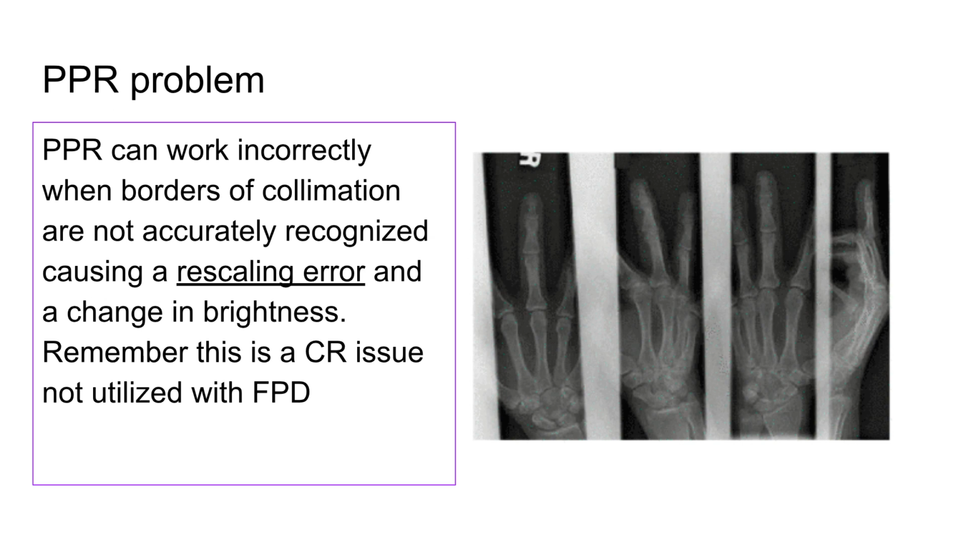So here's an example of PPR, right? Obviously this is not DR because you can't do this in DR unless you're able to move so fast, right? Like the Flash. I don't even know if the Flash could do this, right? Get in there, change 4 views all in the same exposure time. But what happens here is it can cause what's known as a rescaling error.